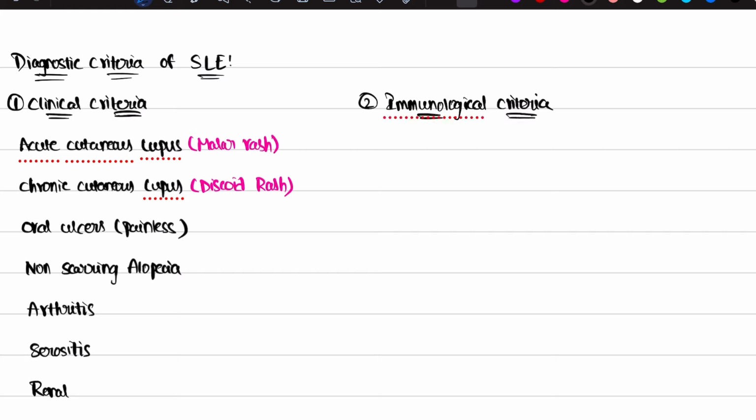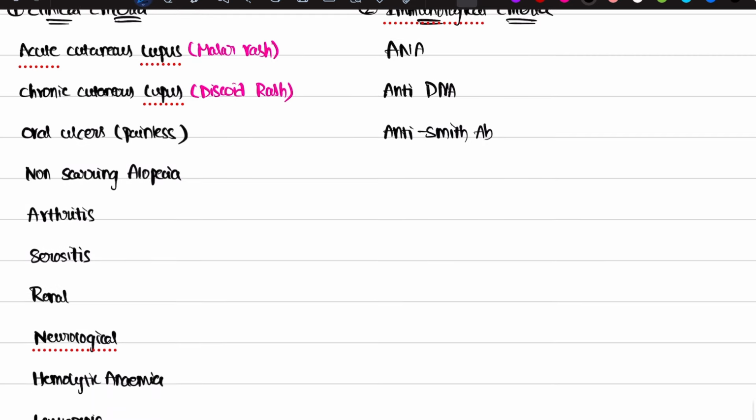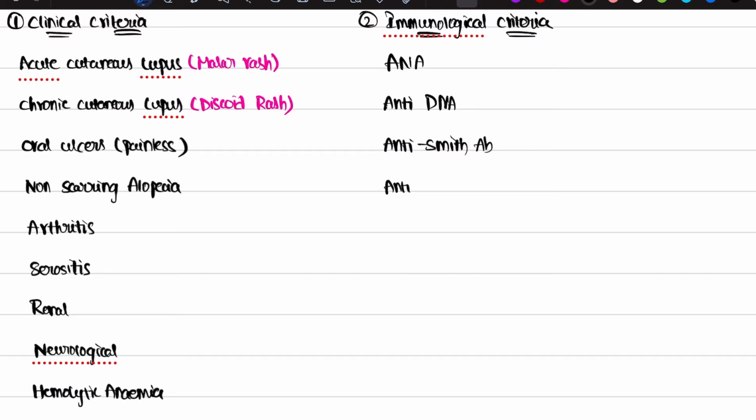The first one is ANA. ANA is anti-nuclear antibody, and the next antibody is anti-DNA antibodies, and the next one is anti-Smith antibody, and the next one is anti-phospholipid antibody. So I am going to ask you one small question: where have we seen the anti-phospholipid antibody?